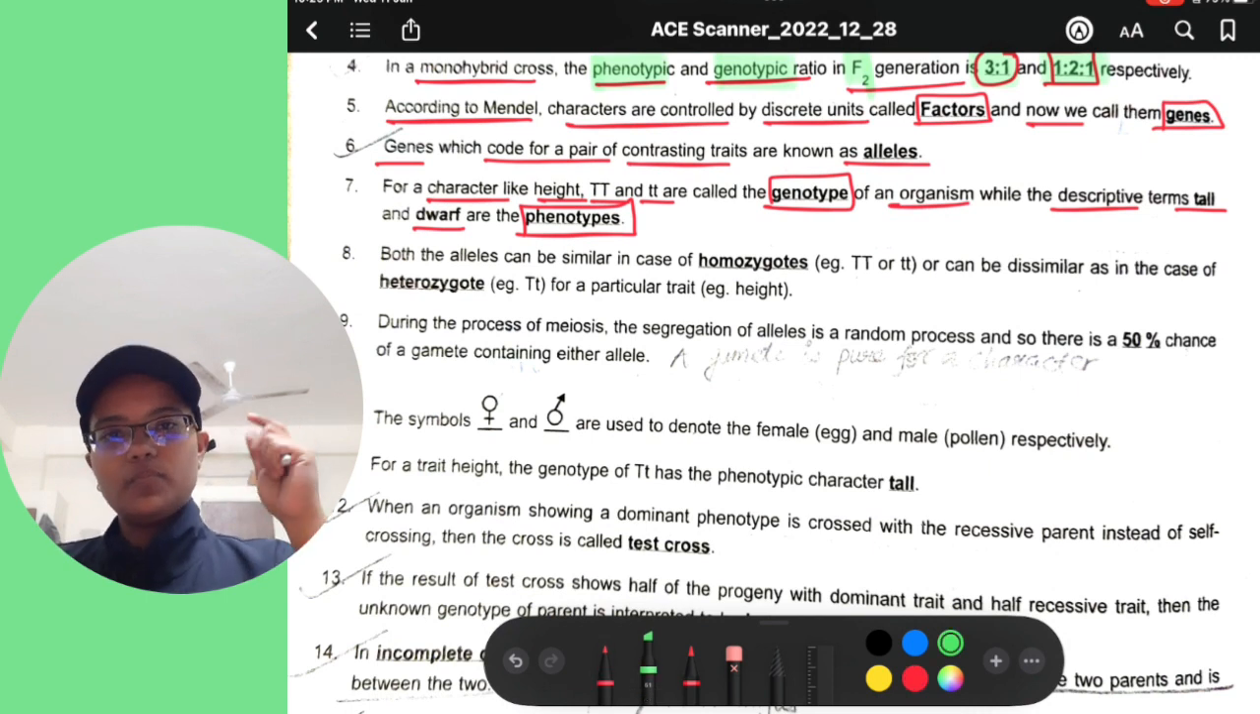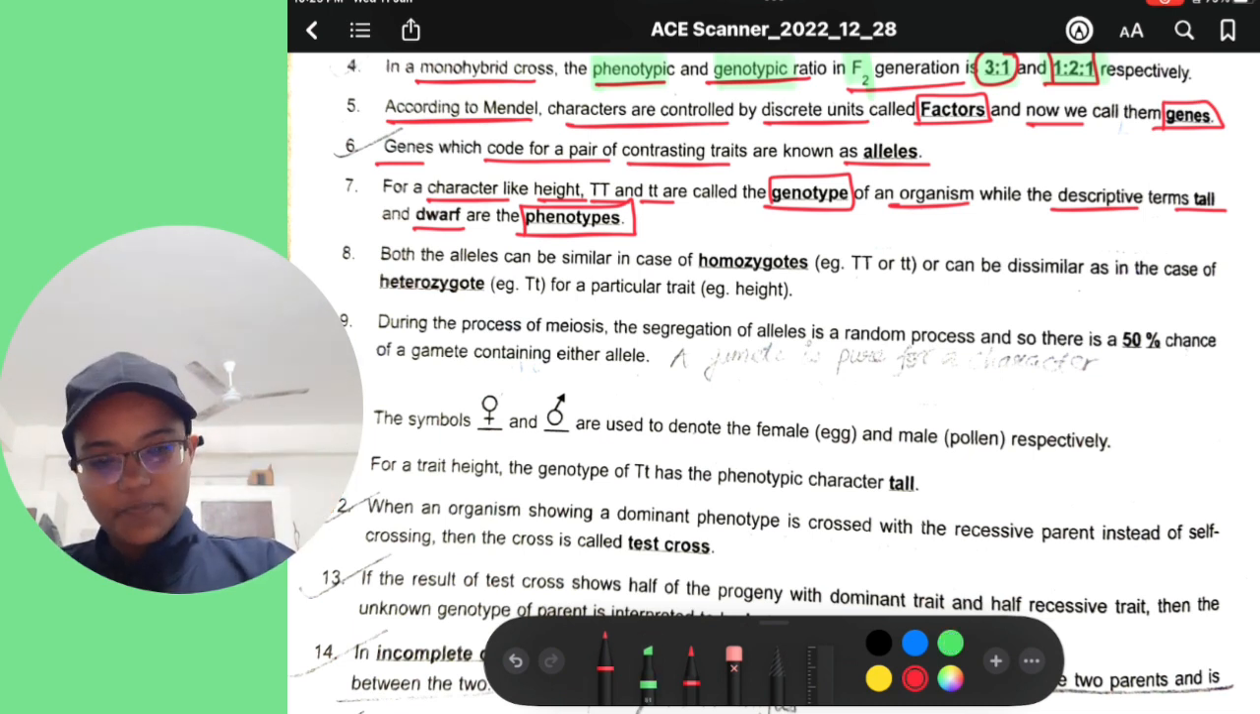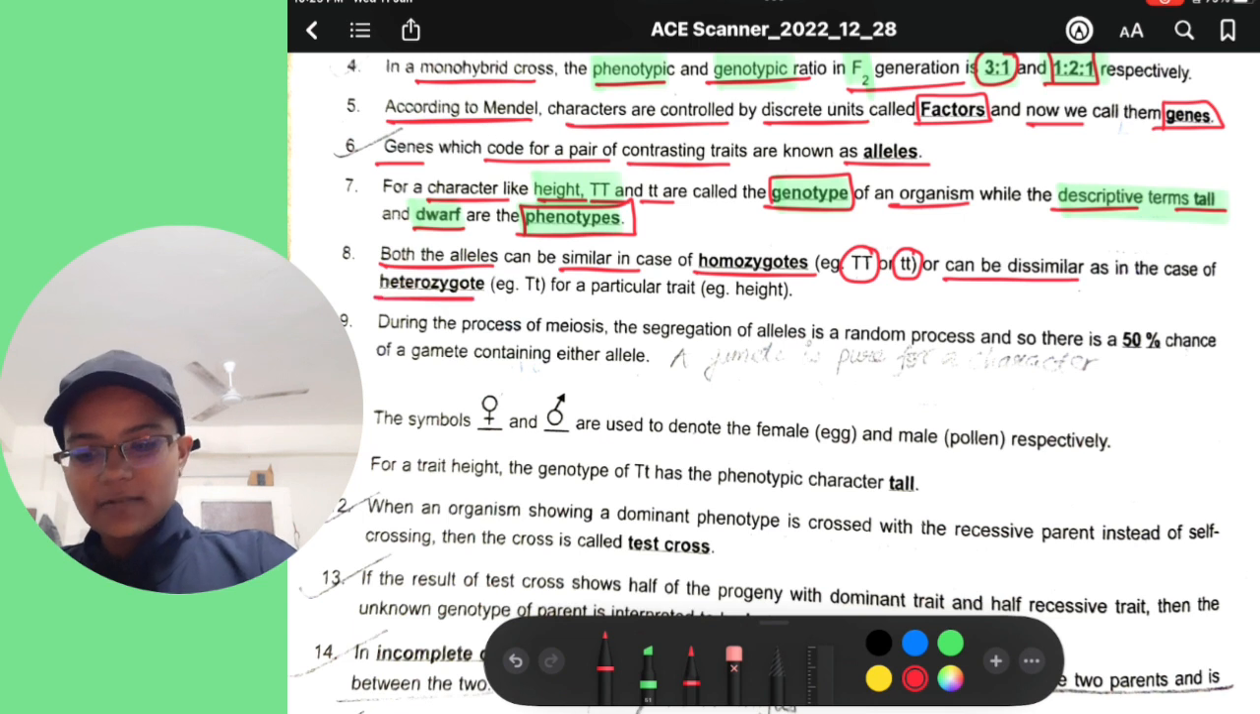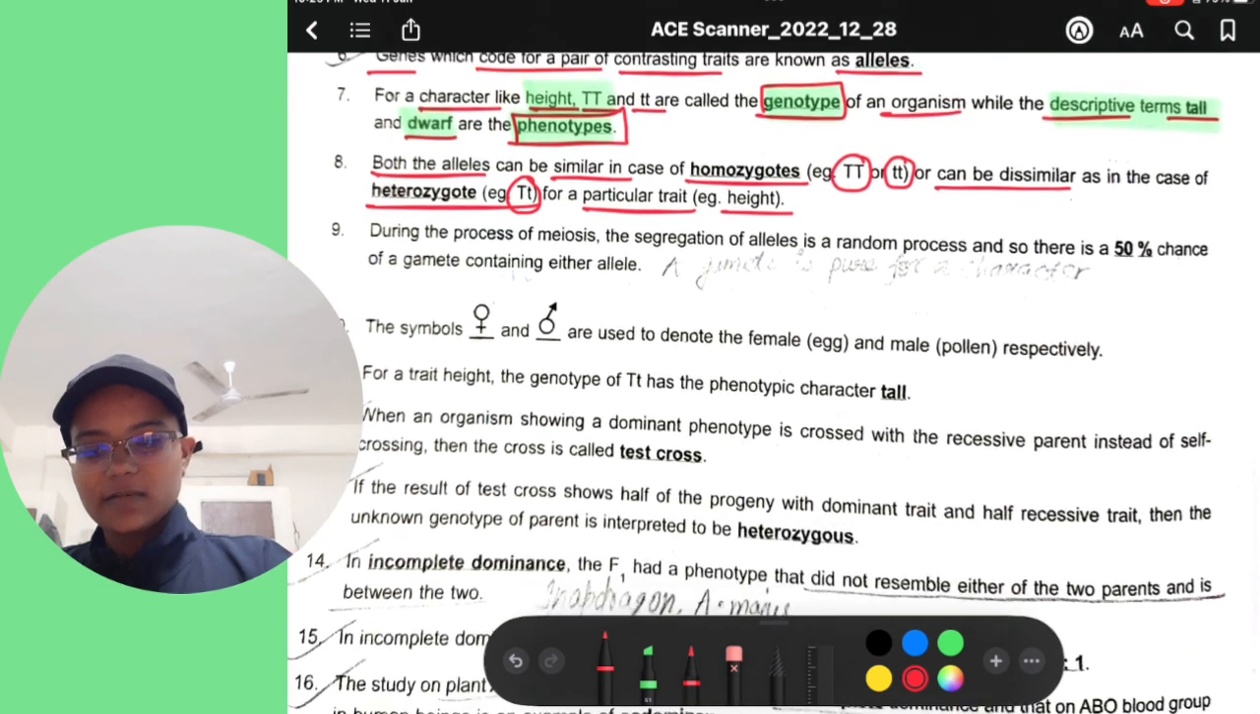If I tell you that you are tall or you are dwarf, then this is phenotypic. But when we represent it by small t or capital T, or capital T small t, then this is the genotype. Both the alleles can be similar in case of homozygotes, that is capital TT or small tt, or can be dissimilar as in case of heterozygous, that is capital T small t, for a particular trait, that is height.